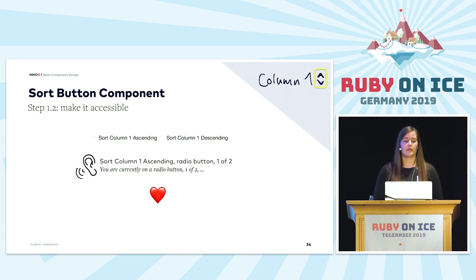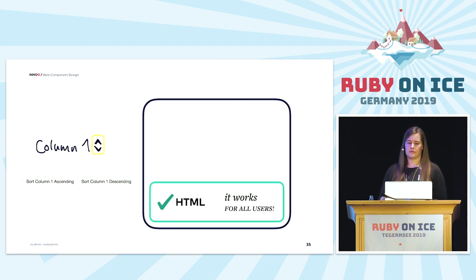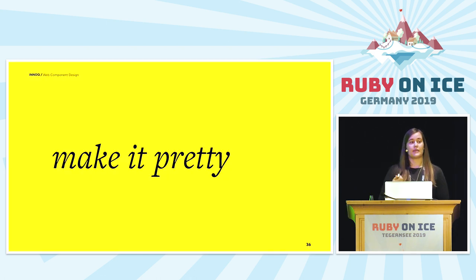I also want to make my component accessible, so let's hear how it sounds for a screen reader. Sort column 1 ascending, radio button, 1 of 2. You are currently on a radio button, 1 of 2, inside of web content. So here we can see what it sounds like for a screen reader. It tells me not only that it's a radio button, but also that when I click on this button, it's going to sort the first column ascending, which is exactly what I want. So now I have my HTML, which is accessible for all users, and I want to make it pretty.